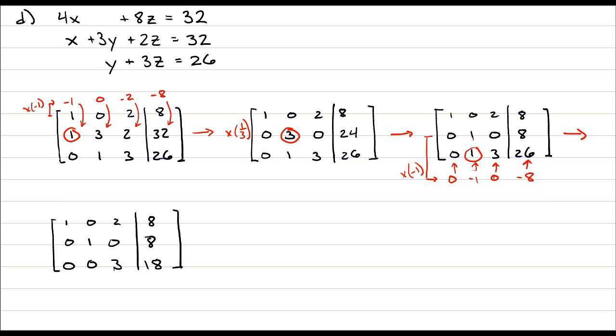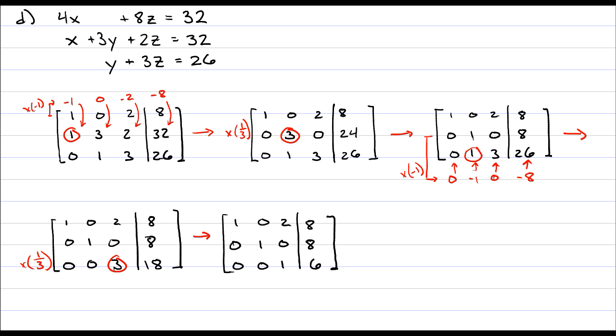Okay, almost done. Just a couple more steps. I need to turn this into a 1. So I multiply by 1/3. Nothing changes but the third row. So these first two rows are exactly as they were. But the last row becomes 0, 0, 1, and then 6.